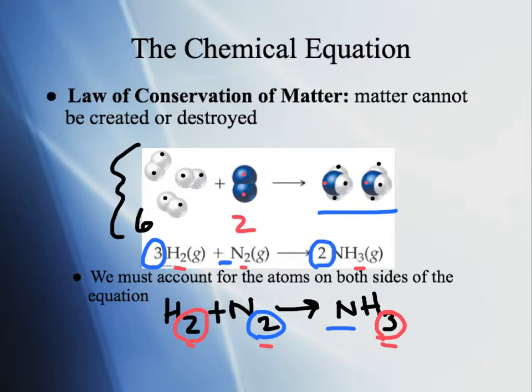So here we put a 3 out front of the H2. The N2 just gets a 1. Remember, 1s are invisible. We don't need to put them. And then the ammonia gets a coefficient of 2 so that we can balance everything out. So let's take a look and see how this works.